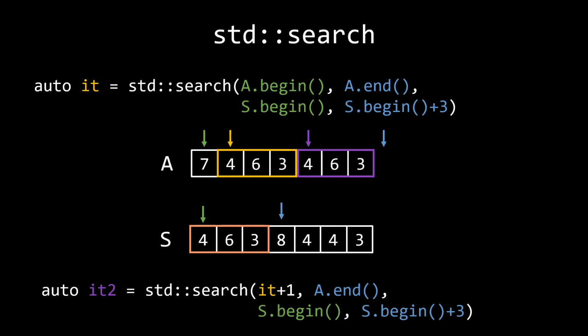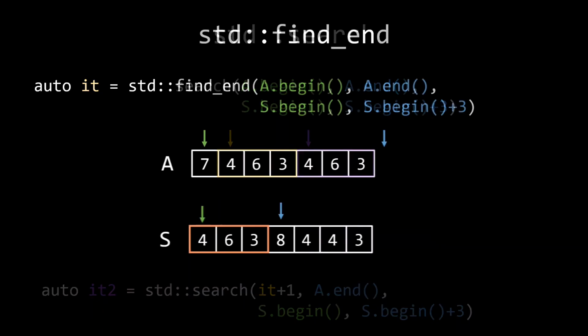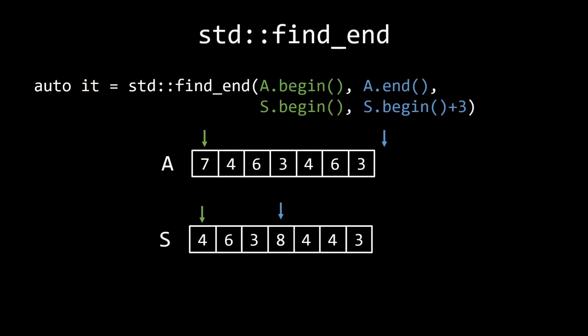Just like with previous algorithms, you can again supply a custom comparison function if you want to use a different definition of equality, or the types stored in your range don't have an equality operator defined. If you only want to find the last occurrence of your search range, you can use the find end convenience function.